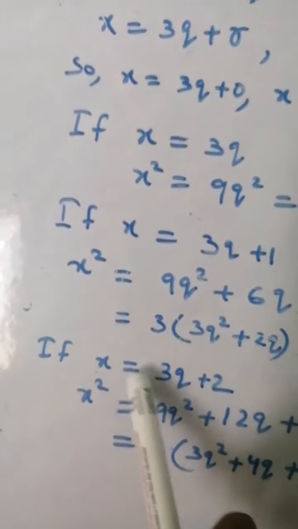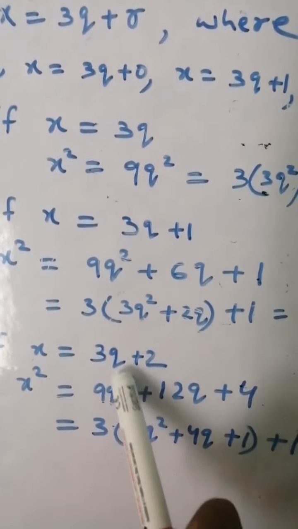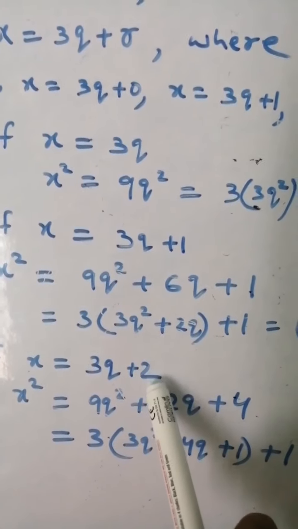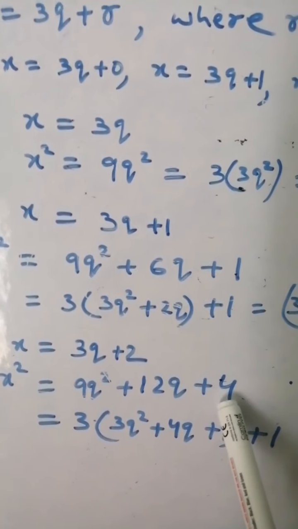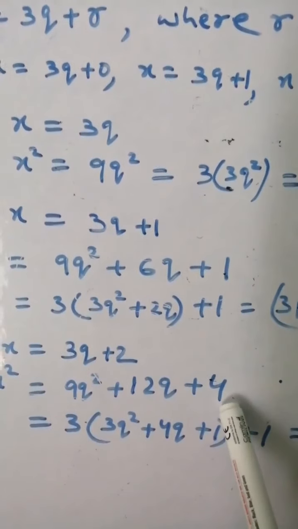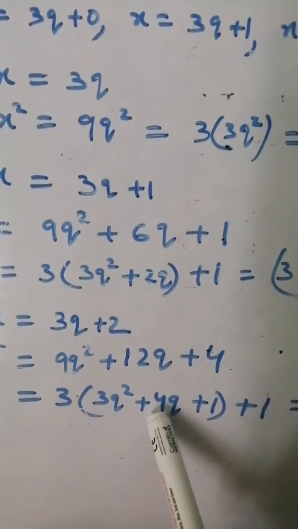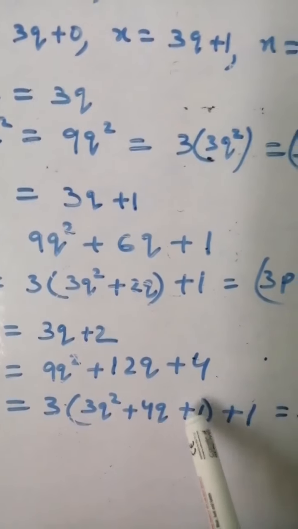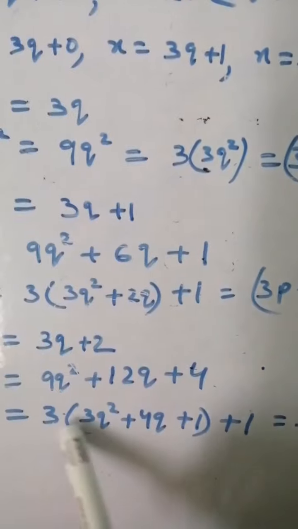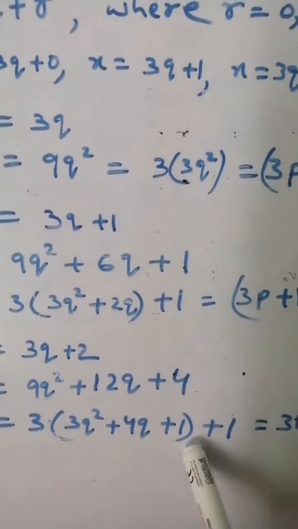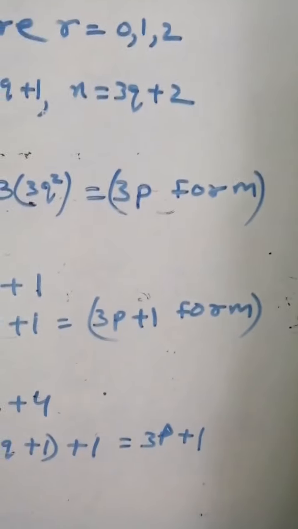Case 3, if x is equal to 3q plus 2, that means its x square is equal to, taking its whole square using the formula, you can get 9q square plus 12q plus 4. Again, here you have to take 3 common. When you take 3 common, 3 into 3q square plus 4q plus 1. Here, 3 into 1 is equal to 3 and plus 1 is 4, so 4 can be written like this. So here we are getting 3 into p, and you consider this part as p. 3p plus 1.